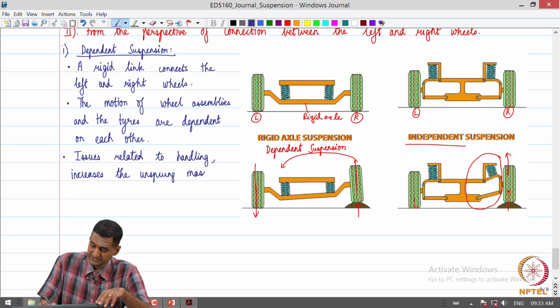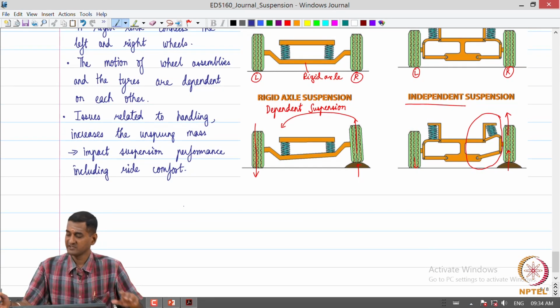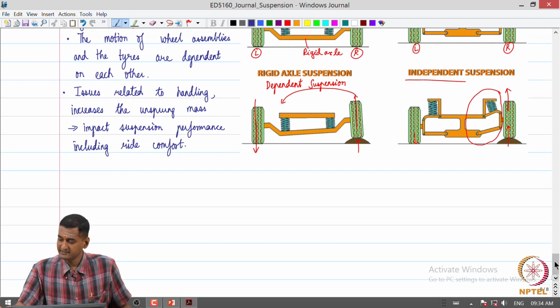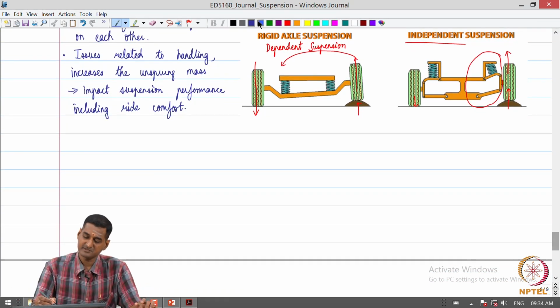This is going to impact suspension performance including ride comfort. Those are all limitations of a dependent suspension. On the other hand, an independent suspension has advantages.